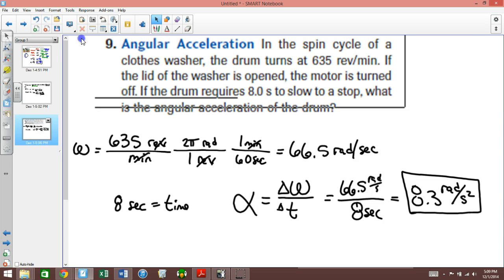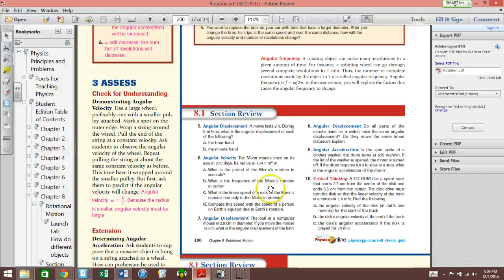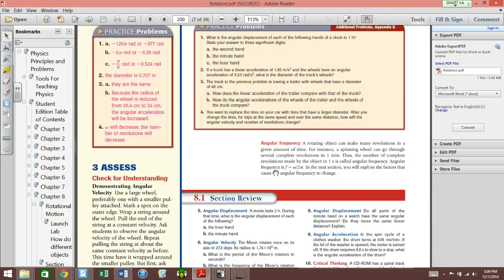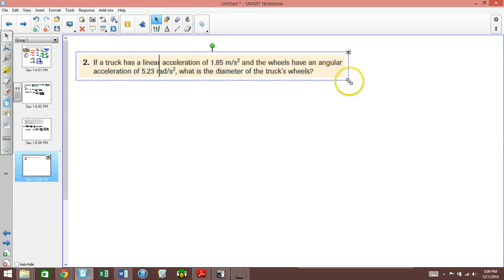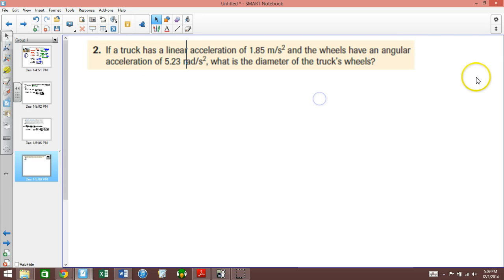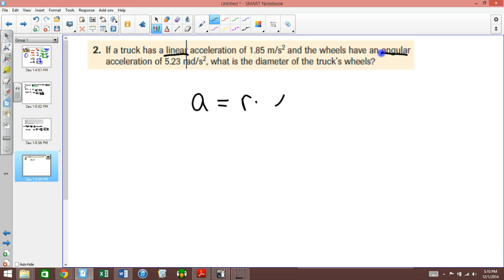Maybe I'll do one more example for you before we go. Going back here, how would I relate... look at number 2 here. Number 2 says a truck has a linear acceleration of this, and the wheels have an angular acceleration of that. How big are the truck's wheels? Here's one where I'm trying to relate angular to linear. And so that's that third equation. Linear acceleration is equal to the radius times angular acceleration.